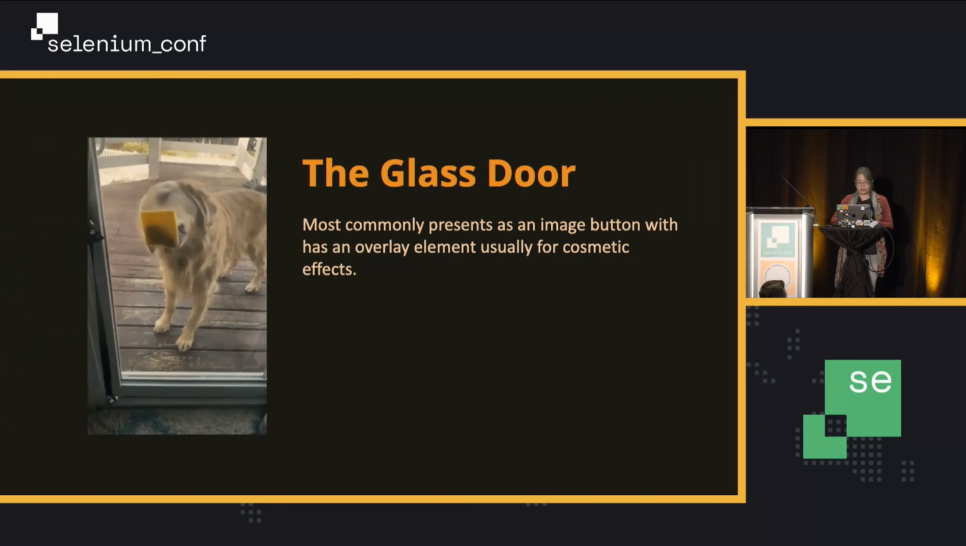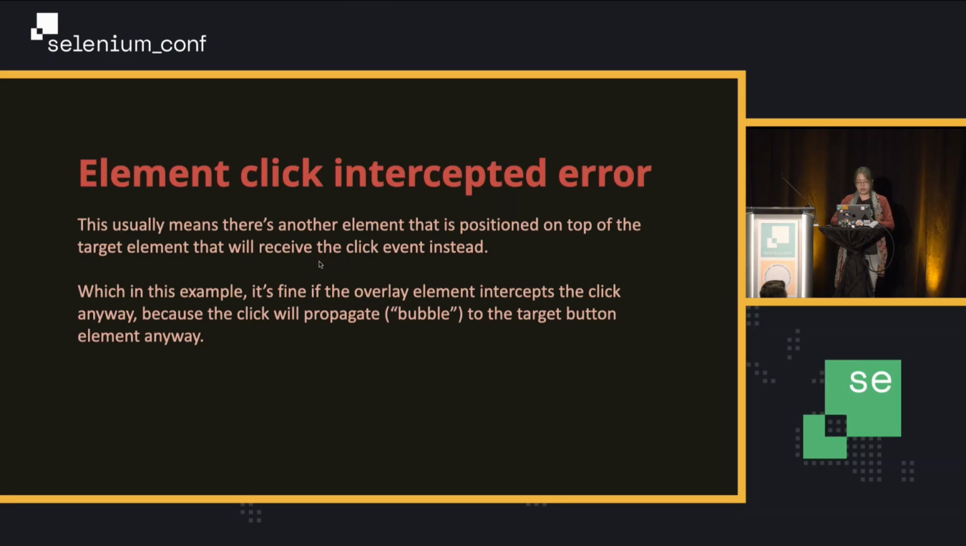So what is this element click intercepted error? You get this error when the element that you're trying to click is received by another element that is not the target. And in this case, it doesn't matter whether or not the click lands on the overlay element, because in any case, the overlay element is designed to propagate the click to the target button anyway. So it's fine. And how should we solve this?